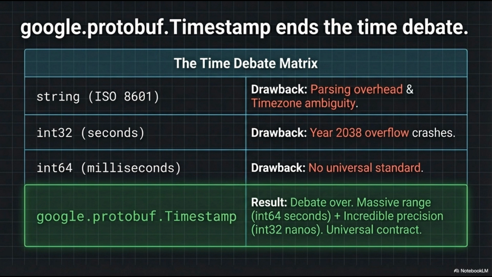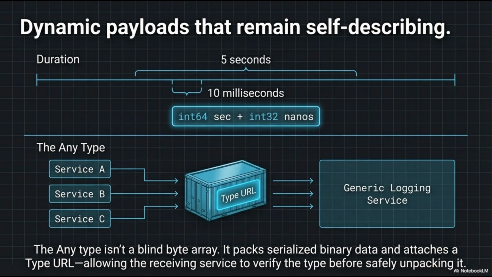Now, I saw another well-known type in the sources that actually confused me a bit, the any type. The documentation says it allows you to hold arbitrary message types. Yes, the any type. Wait a minute, though. We just spent this entire deep dive talking about how strict typing is the holy grail. Why would a strict typing system offer an any escape hatch? That just sounds like a backdoor to bad architecture.